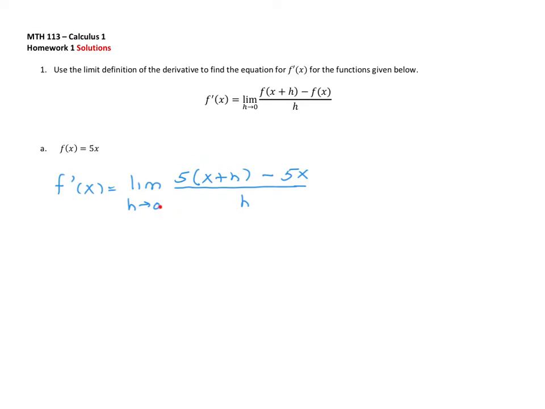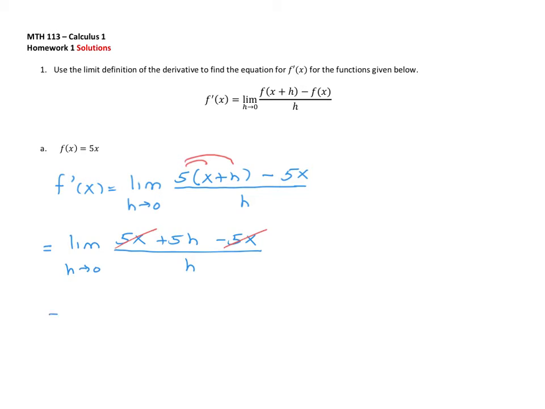Here we can't just plug 0 in place of h because we would be dividing by 0. I think my first step is going to be to distribute the 5 and see what cancels. So we have that this is the limit as h goes to 0 of, okay, we get 5x plus 5h minus 5x all over h. I'll note that 5x and this minus 5x cancel.